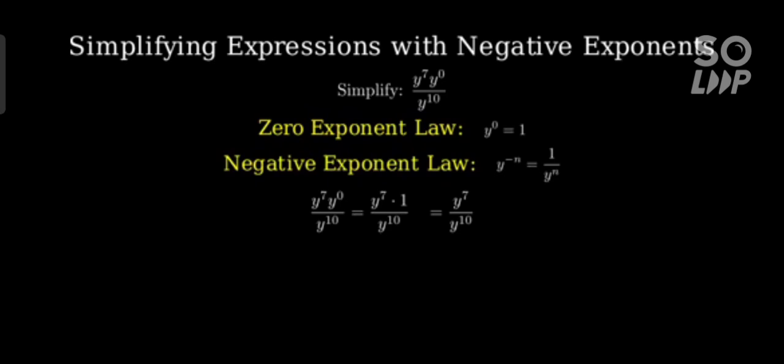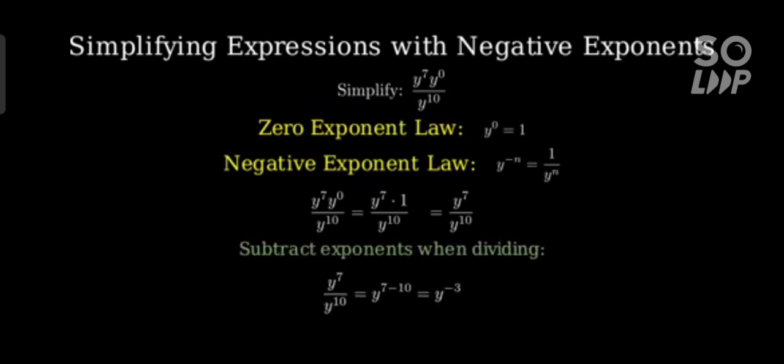Next, when dividing expressions with the same base, we subtract the exponents. So y to the 7th divided by y to the 10th equals y to the 7th minus 10, which is y to the negative 3. Finally, we can apply the negative exponent law to eliminate the negative exponent. Y to the negative 3 becomes 1 over y to the 3rd power.